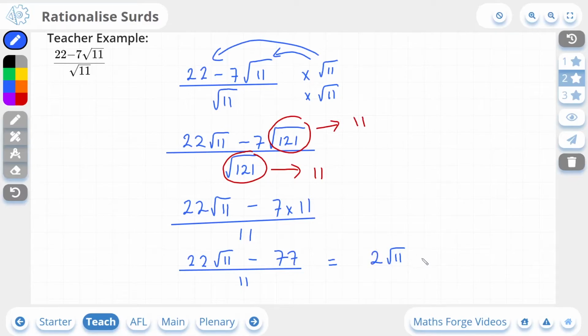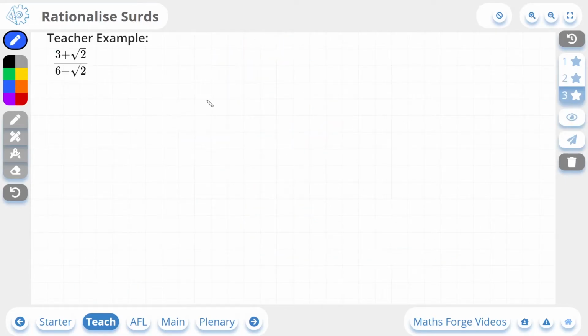And then we have minus, and don't forget this 11 divides into the 77 as well. So 77 divided by 11 is 7. And this should be our final answer. And if we check our answer, there it is. Now we'll do a 3-star example.